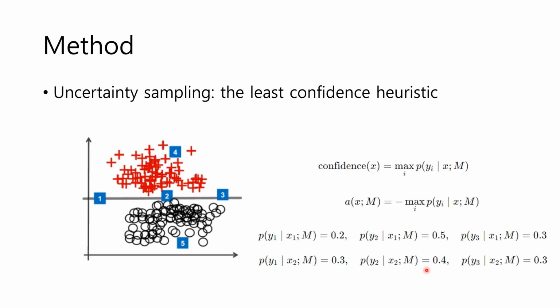Since x2 has the higher acquisition function value, x2 would be selected as the training input that needs to be labeled. It's kind of straightforward, because in the case of x1, the model predicts that x1's label is y2 with probability 0.5, which is the higher probability. It is more certain with this result, but in the case of x2, it is uncertain whether to label it as y1, y2, or y3. So this is one acquisition function method.